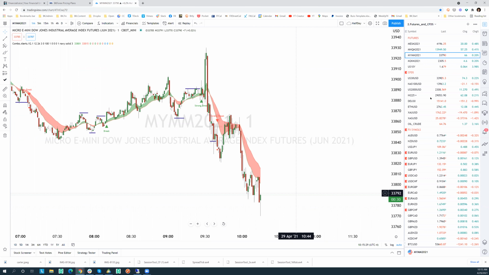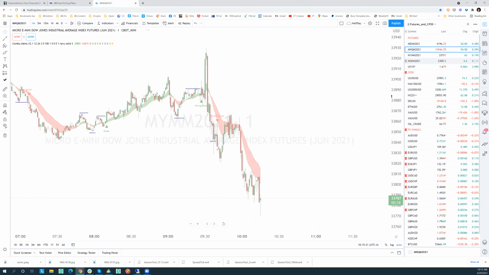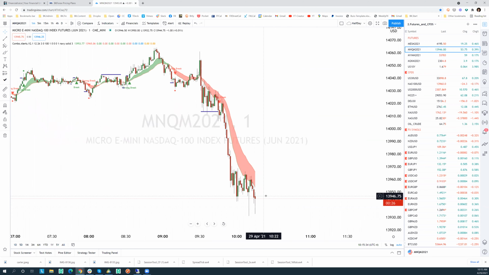The NAS is still kind of holding underneath its lows, and fighting hard. So this trade may actually survive a little bit. We'll have to see.